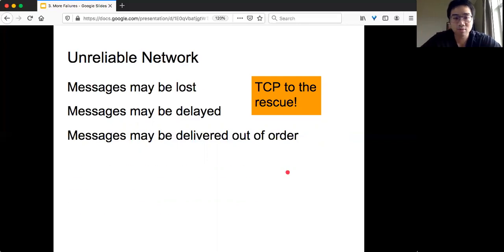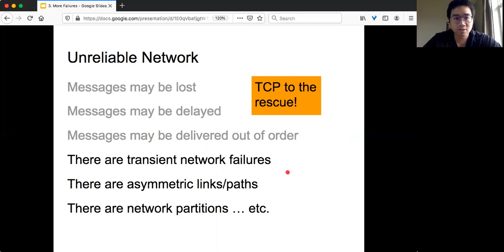I can tell you that it's not true, based on Coda Hale's experience and on our experience playing with real systems. There are lots of things that cannot be fixed by a simple usage of TCP. You may have a transient network failure. Sometimes a message can be delivered, sometimes the delay is just too large and you trigger tons of failure events. Sometimes you have asymmetric links, asymmetric paths, so that I can talk to you, but you cannot talk to me.